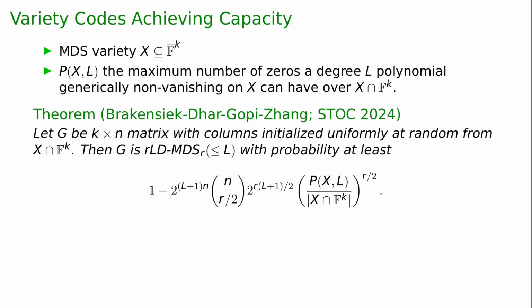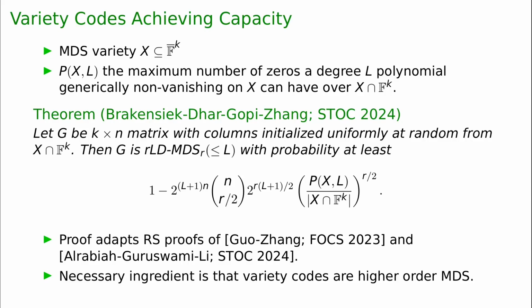And what we show is that if this P_{X,L} parameter is small, but X intersect F to the k is big, so basically it's a large variety, then we end up getting, with high probability, a random code of this sort is a good list decoder. This proof adapts the previous proofs for Reed-Solomon codes, although it generalizes it significantly. Note that a necessary ingredient in this proof is that these variety codes are higher order MDS. In particular, we need the results of the first paper in order to prove this result.